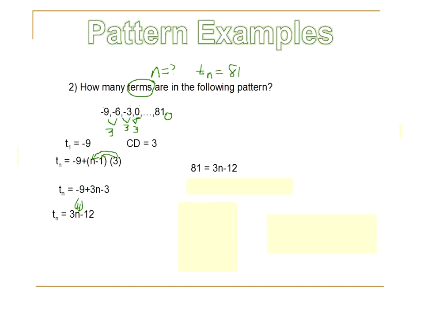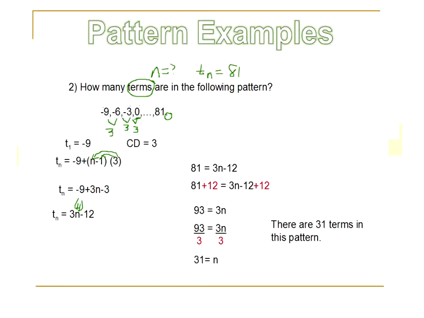I'll undo what's being done just like we did last week. I'll add 12 to both sides, and then I'll divide both sides by 3. And what I see here is that there are 31 terms in this pattern. If I wrote this pattern out, if I started at -9 and added 3 each time, I would write down 31 numbers, and the 31st number would be 81.